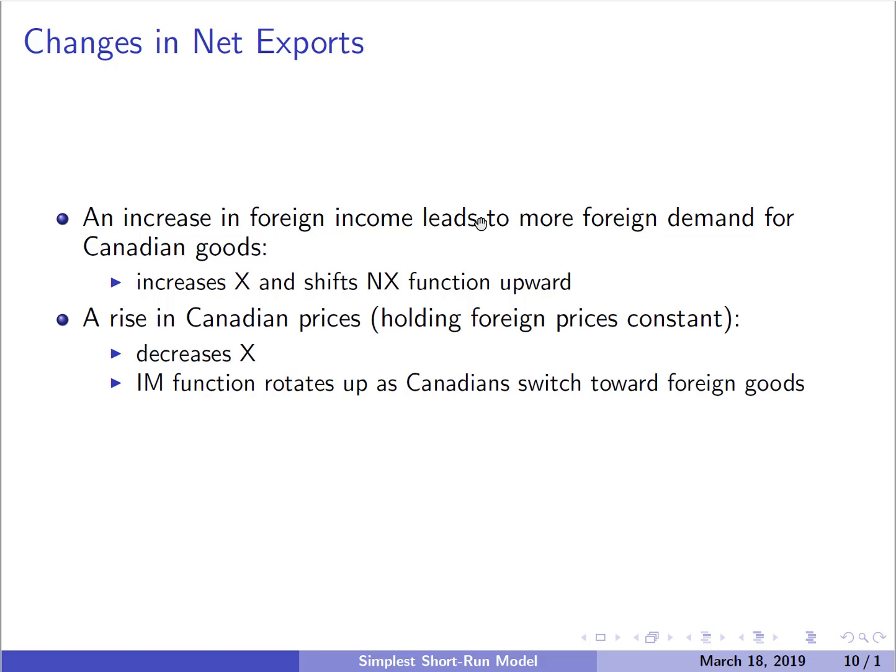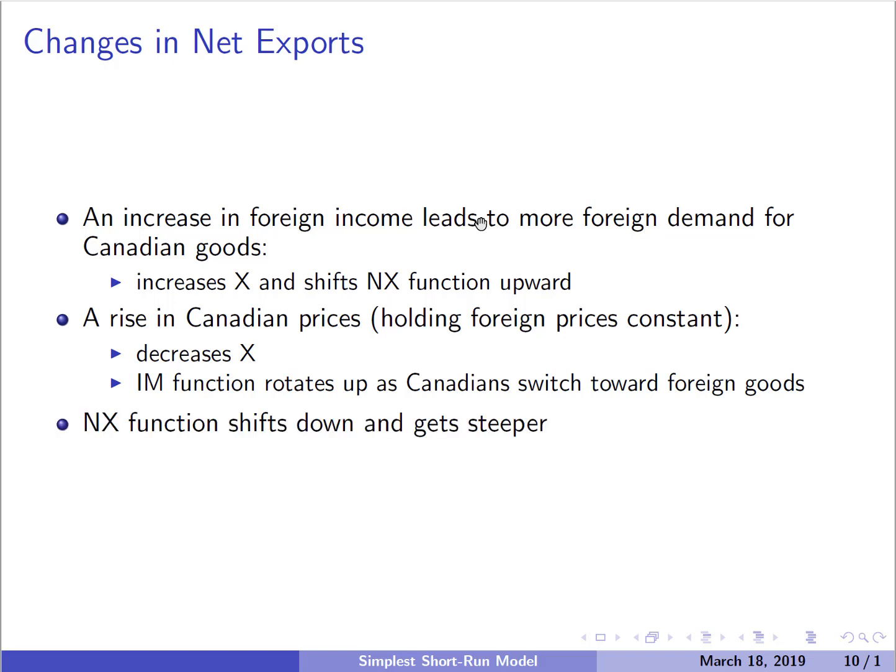At the same time as this decrease in exports, we're increasing the marginal propensity to import, in that we're rotating this IM function up. This is because Canadian goods are becoming relatively more expensive than foreign goods compared to before this price change. So Canadians are going to substitute towards foreign goods and away from Canadian goods. So this m in the imports function is going to get bigger. There's going to be a larger marginal propensity to import, which is going to change our net export function.